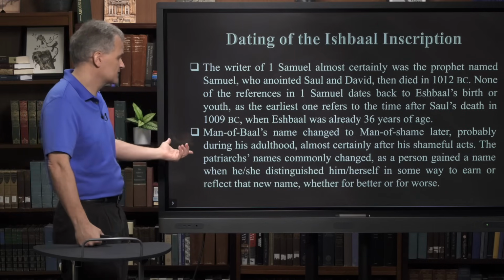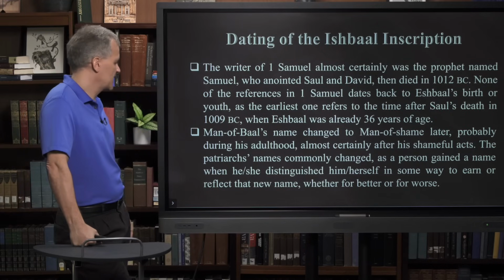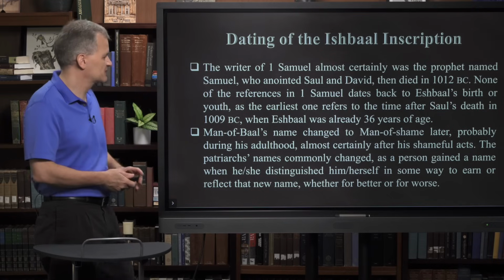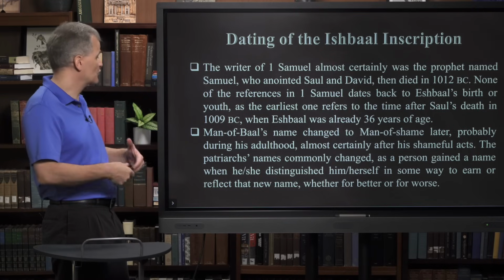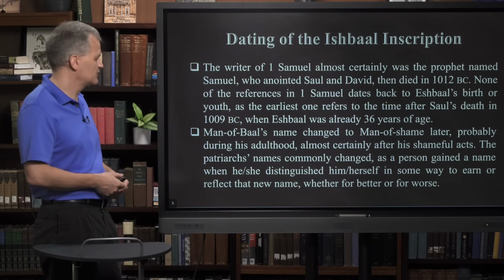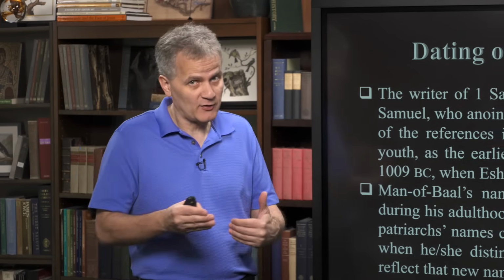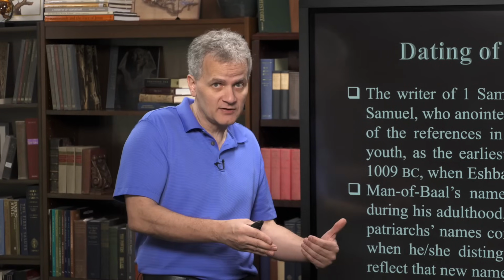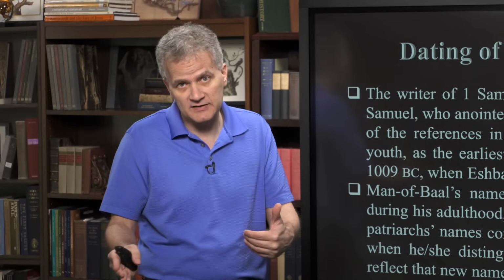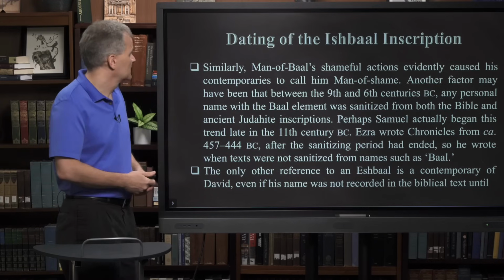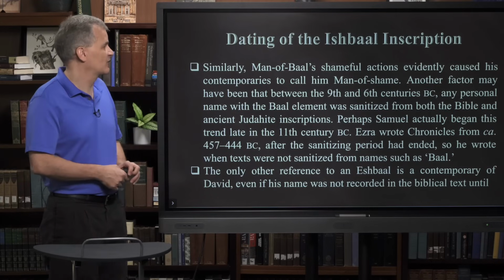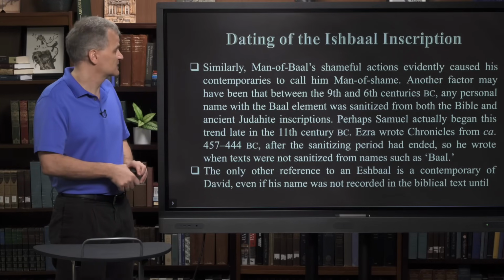The patriarchs' names commonly changed as a person gained a name when he or she distinguished himself or herself in some way to earn or reflect that new name, whether that name is for better or for worse. Sometimes they're positive connotations and sometimes they're negative connotations. Similarly, man of Baal's shameful actions evidently caused his contemporaries to call him man of shame.